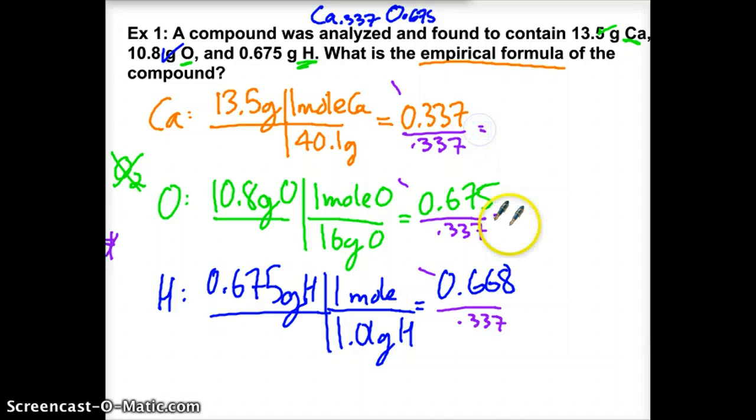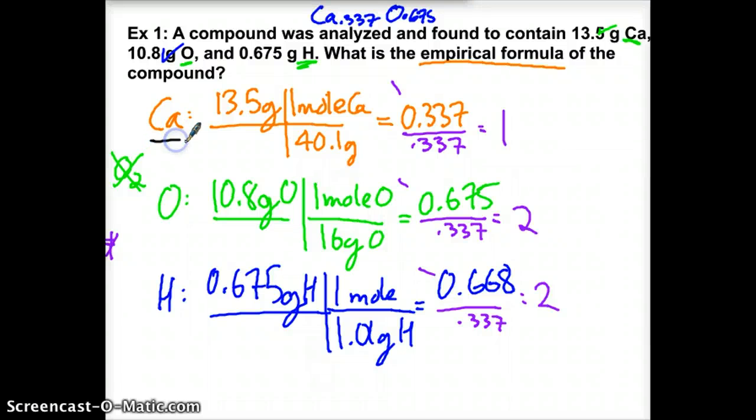And then what we should get if we do the math, 337 divided by 337 is 1. For this it's 2. For this is about 1.98, which rounds to 2. So now we have some nice integer whole number ratios of each element to each other. So the last step to figure out the empirical formula, just write it.